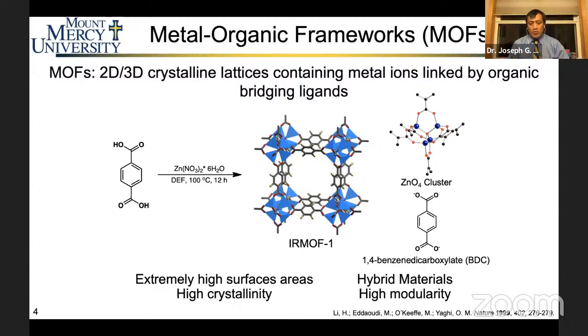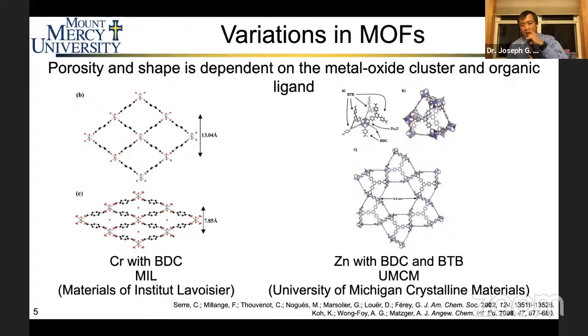What ends up happening with these MOFs is that if you change the metal ion, as you are probably well aware, different ions have different coordination aspects. And so between the metal ion and the ligand, you can create various types of porosities and shapes of materials. These are just two of many types of MOFs that are available.